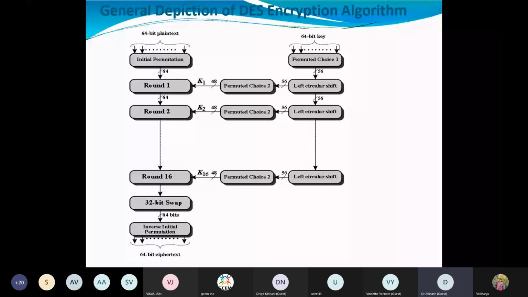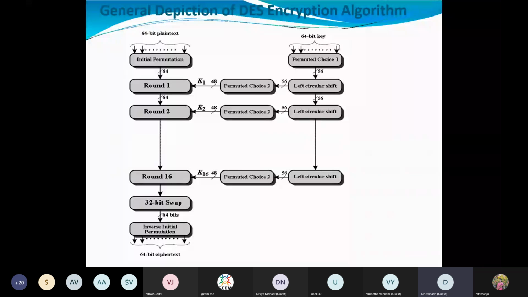We have the 64-bit plain text, and in the initial permutation we go for round one, and in that case we generate key one, the first key, through the permuted choice, and then we apply the left circular shift operation. Then again we generate round two. In that case we generate key two. This happens in a 64-bit way, and a 64-bit ciphertext is obtained here.